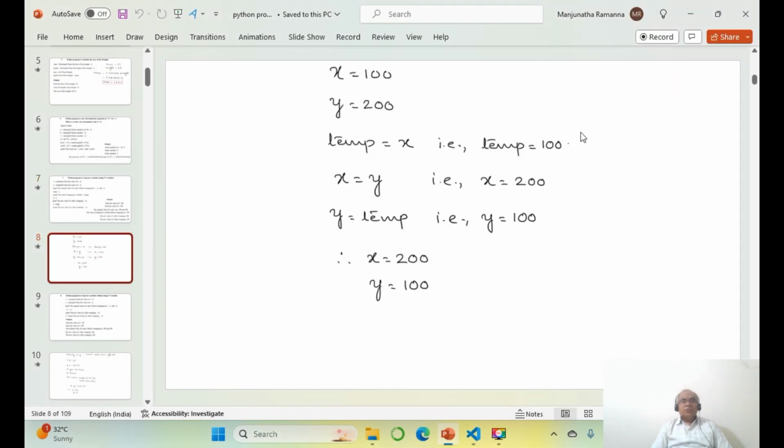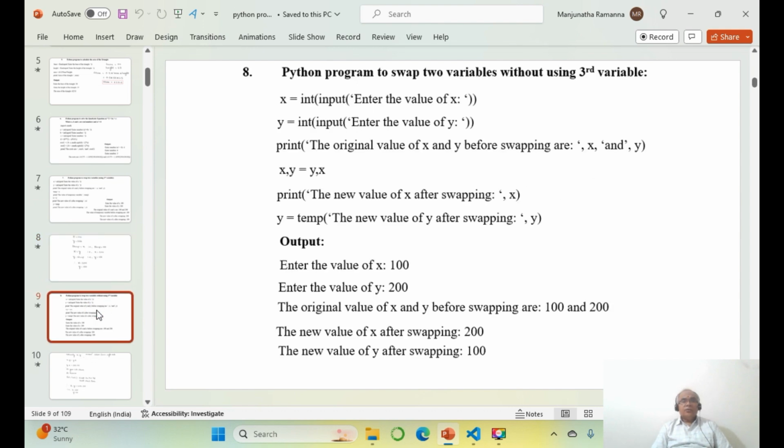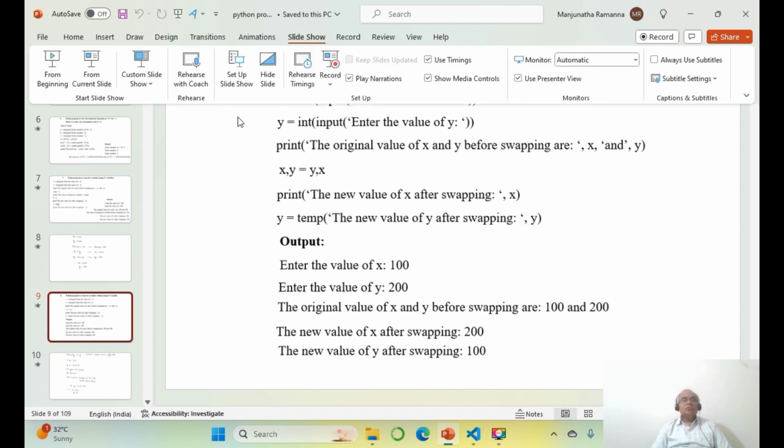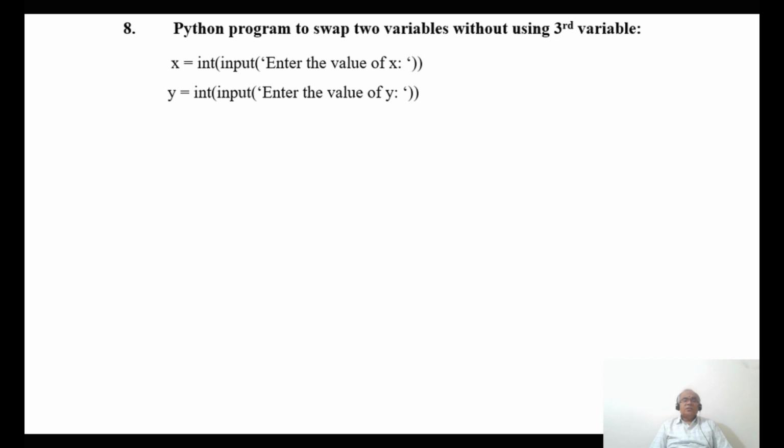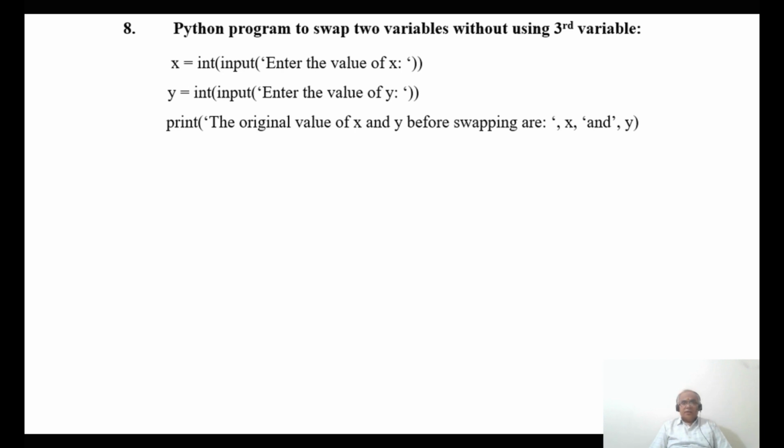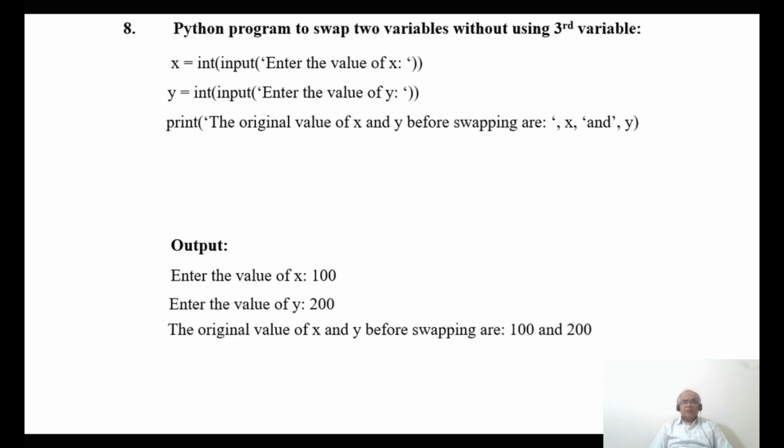Now we want to go for one more, swapping without considering the third variable. So how to do that? x is equal to int input, enter the value of x. y is equal to int input, enter the value of y. Print the original value of x and y before swapping. The output is x is equal to 100 and y is equal to 200.